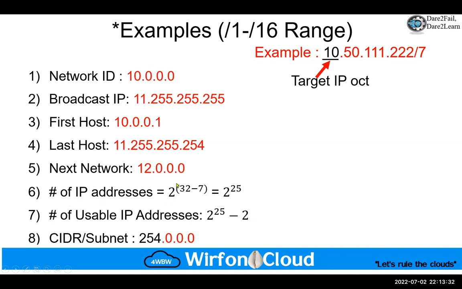And you can find your number of IP addresses: 2 to the 32 minus 7, which is 2 to the 25th. And you have the number of usable IP addresses, which is 2 to the 25 minus 2, since you're taking out your network and your broadcast IP.